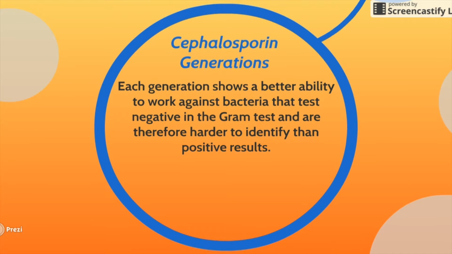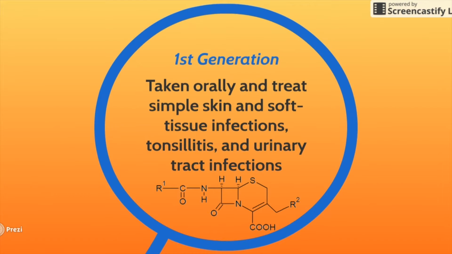Cephalosporins were created in generations, each generation showing a better ability to work against bacteria that test negative in the Gram test and are therefore harder to identify than positive results. The first generation was taken orally and treated simple skin and soft tissue infections, tonsillitis, and urinary tract infections. The picture is the chemical makeup.